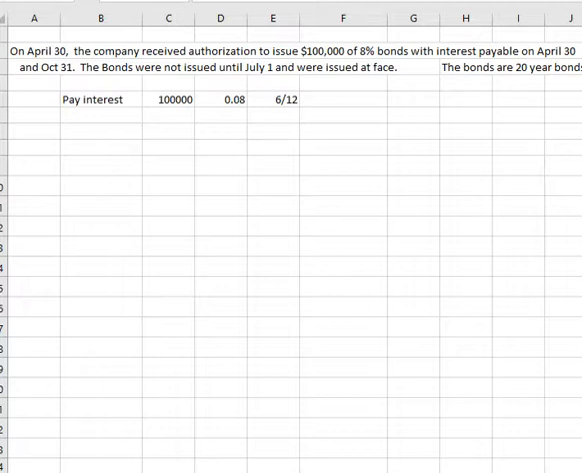Okay, so this one is similar to 10.8, so I've skipped 4 and 5 because they're a little different than interest. But on April 30th, the company received authorization to issue 100,000 8% bonds with interest payable on April 30th and October 31st, so twice a year. The bonds were not issued until July 1st and were issued at face. The bonds are 20-year bonds. So if I'm going to pay interest, I take principal times rate, which is 8%, times time, which is 6 divided by 12, so I've got a partial year. So I'm paying $4,000 of interest every 6 months, principal times rate times time.